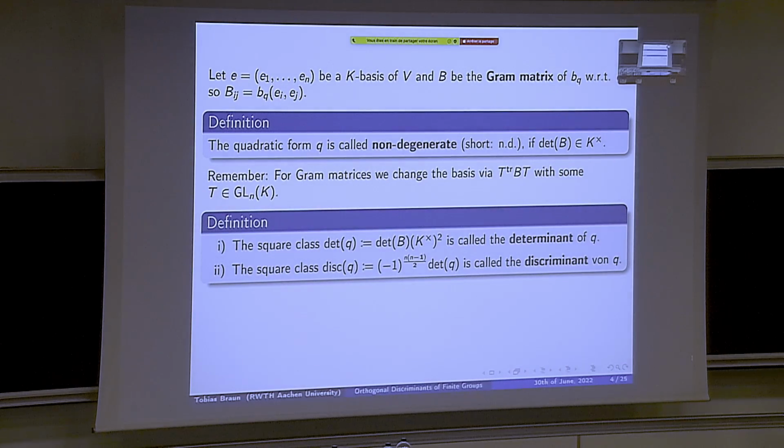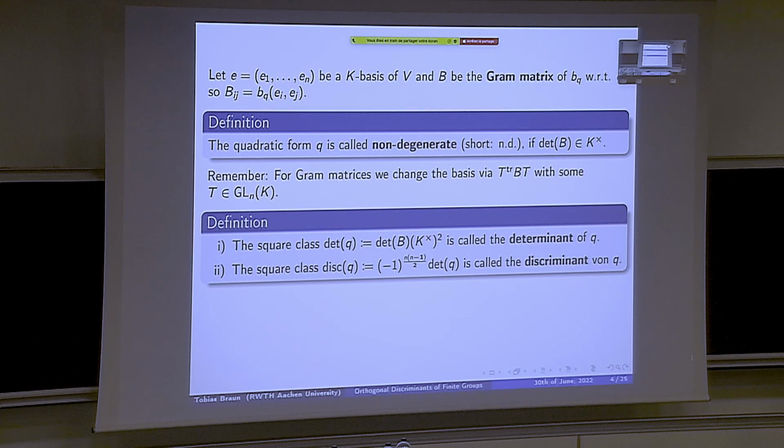Now we come to two very important invariants of quadratic forms. The first one is the determinant of Q. This is the determinant of the Gram matrix, but up to squares. We do this because when we change bases for the Gram matrix the way you can see here, we multiply with the transpose of an invertible matrix T from the left and the matrix T from the right, so we get squares in the determinant. This is why we define it up to squares, to make it independent of the choice of the basis.